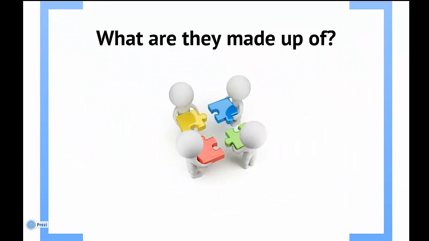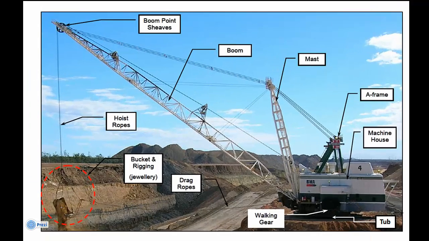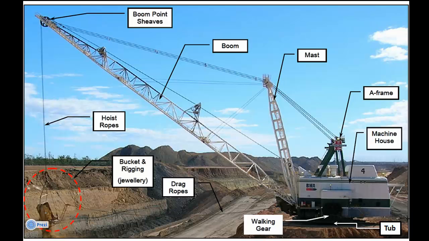What are they made up of? There are a number of components that make up a dragline, but the basics are shown here. We start with the boom, mast and the A-frame, which is essentially used to support the load and carry the ropes. We've got the machine house, which amongst other things contains all the motors and gearboxes for the drag, hoist, swing and propel, as well as the operator's cab.